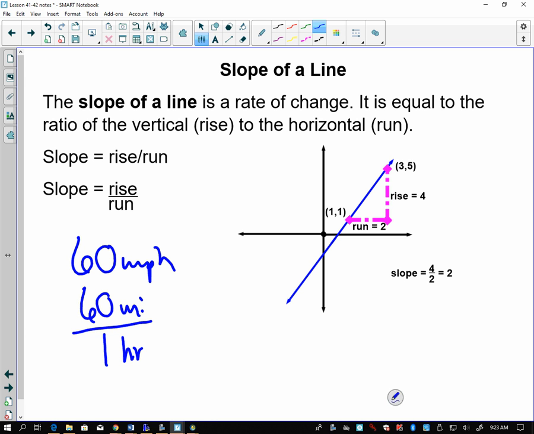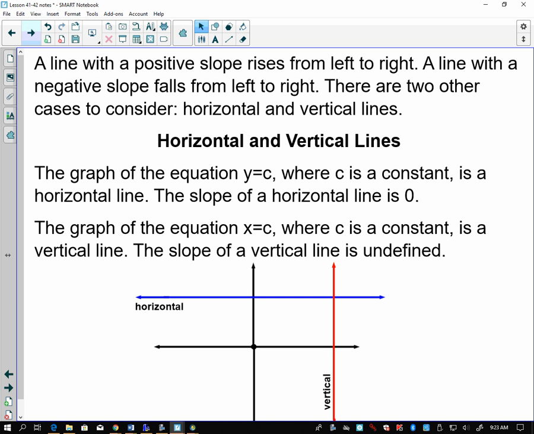Okay. All right, so what you see represented over here in our picture is a slope of 4 over 2, which simplifies to 2. I'm going up 2 over 1, okay, or up 4 over 2, okay, or any combination of that. All right. A line with a positive slope rises from left to right, goes up and then over to the right. A line with a negative slope drops, it goes down and then to the right.